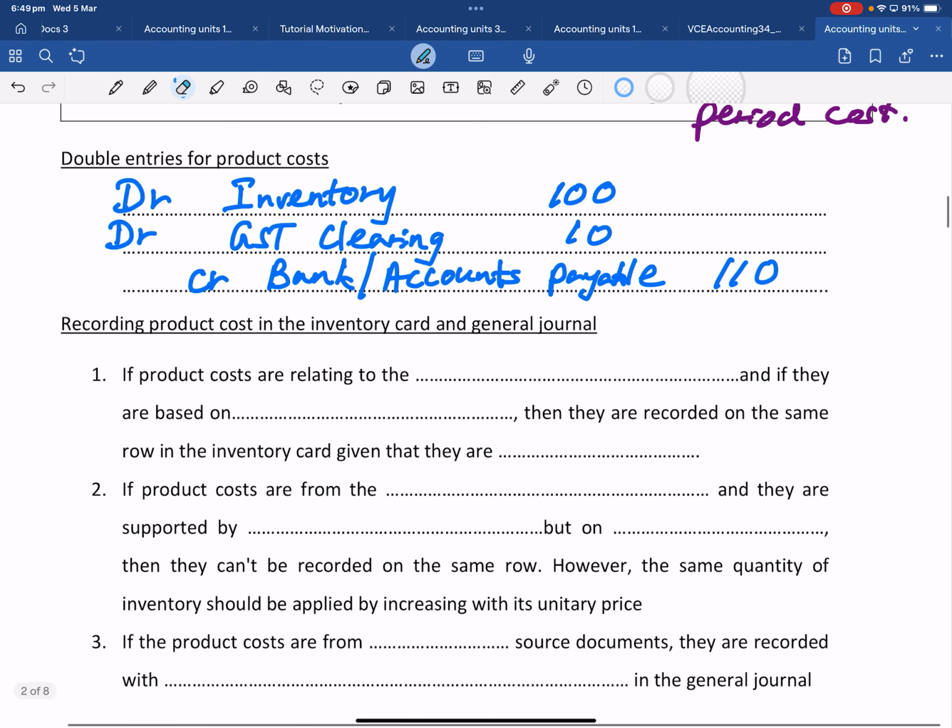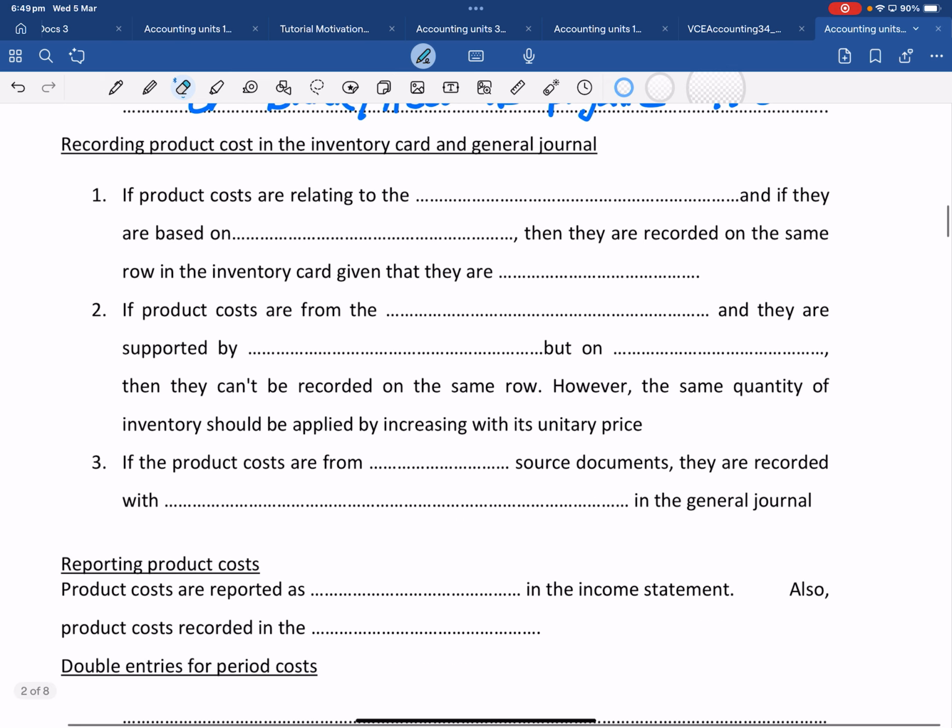Right. Then the double entries for the product cost. What are the double entries, guys? Product cost will be simply recorded in the inventory account. We debit the inventory and debit the GST 10%, and credit the bank or accounts payable. That's what we've been doing so far. Any questions about the double entry? No? Good. Now we'll record the product cost in the inventory card and the general journal.